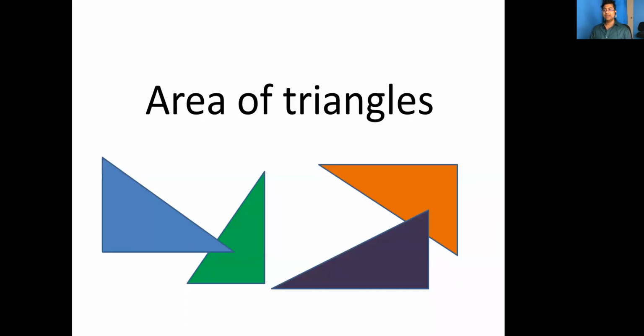Area of a triangle. Before starting, I would like to remind you that in your last few lessons on geometry, you already learned about the calculation of area. But today we are going to look at different shapes, like the area of the triangle, the parallelogram, or more complex shapes. Okay?